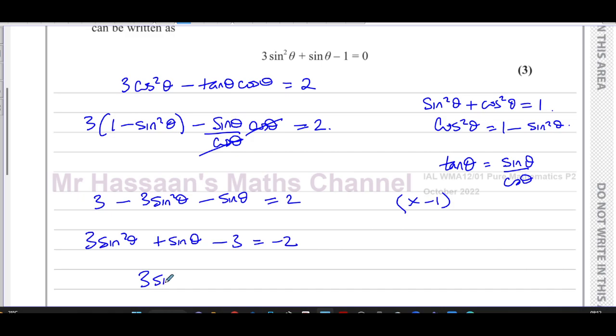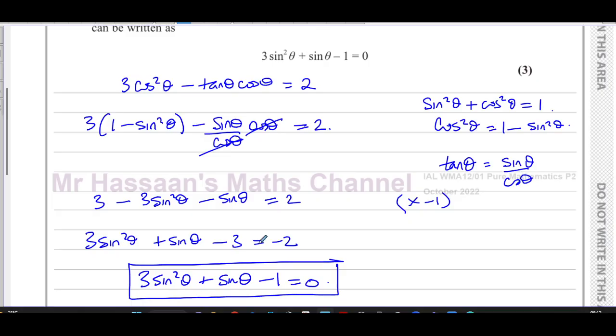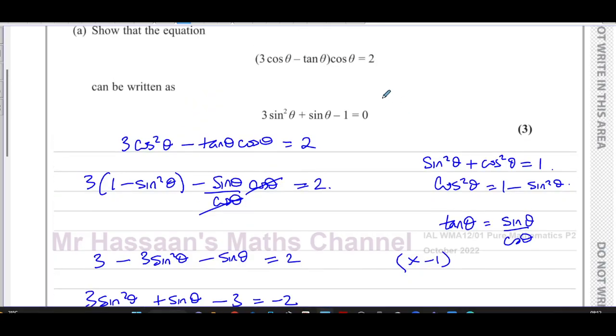We get 3 sine squared theta plus sine theta, you add 2 to both sides, that gives you minus 1 equals 0. So we've now shown exactly how to get what we need from what they told us to start with.